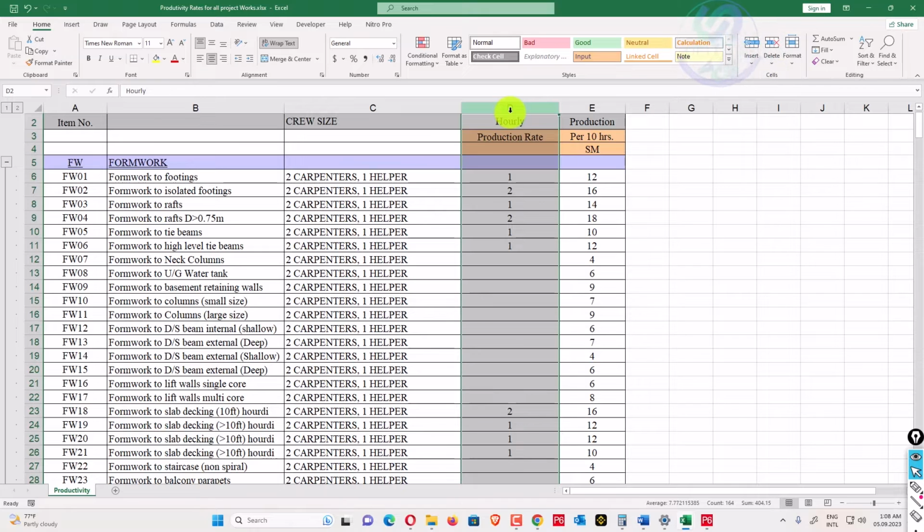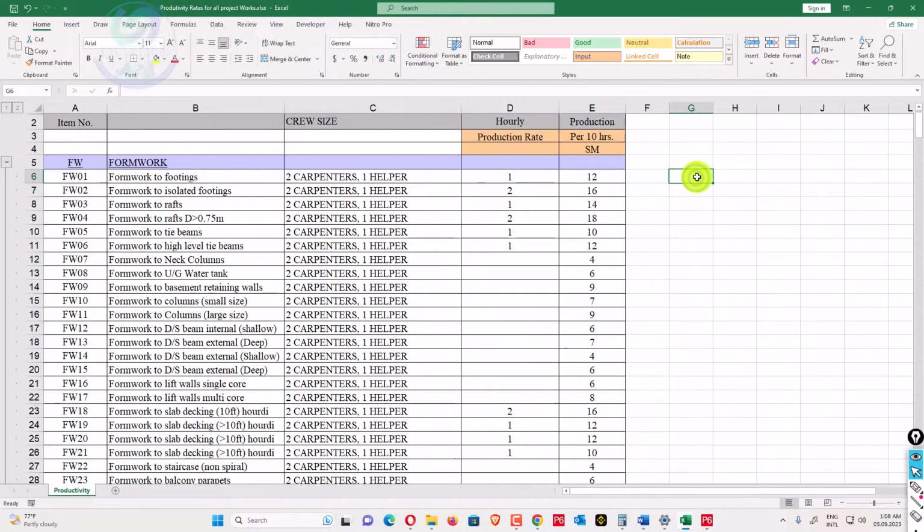Take formwork in square meters. If a carpenter is working, how much will he do in a day? 12 square meters will be done by 2 carpenters and 1 helper. So what will be the ratio? 2 carpenters will do 2 divided by 12, so they will perform 0.1667 in 1 hour, and 1 helper will perform 1 divided by 12, which is 0.0833. This is the productivity rate.